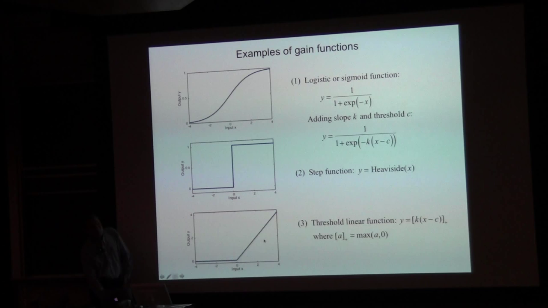Another type, also very important, is the threshold linear function. Basically, it's a linear function where you only take the positive part. If it's negative, you take it as 0; if it's positive, you just keep it. So if your input is too low, there's nothing. But once you reach some threshold, you have a linear function. All these capture the fact that you have a threshold, and usually as your input increases, your output also increases. Sometimes there's a saturation. Those are the very simple models typically used.